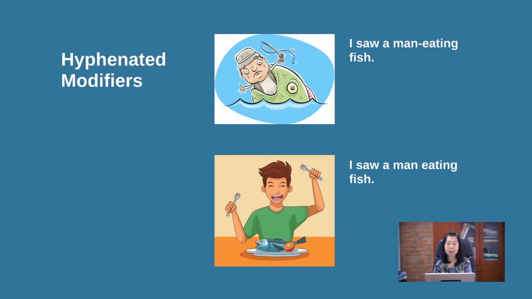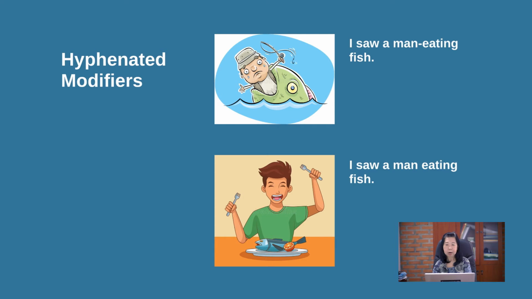Now you can look at the pictures here. Bisa dilihat gambarnya. I saw a man-eating fish. In this picture, you see a fish, and the fish eats a man. Jadi di sini adalah ikan pemakan manusia, ikan yang memakan manusia.